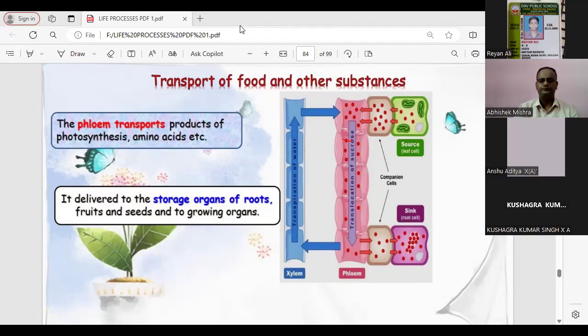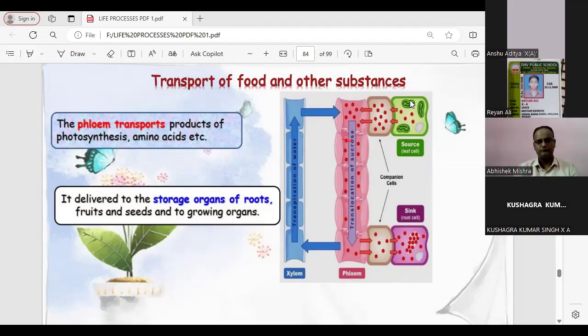Xylem transports water plus minerals, which is equal to sap. And phloem transports food. Okay. Next difference. Phloem transports in both directions, downward and upward. And xylem transports in one direction, the upward direction. Okay. Any more difference? Okay, fine, Rayan.